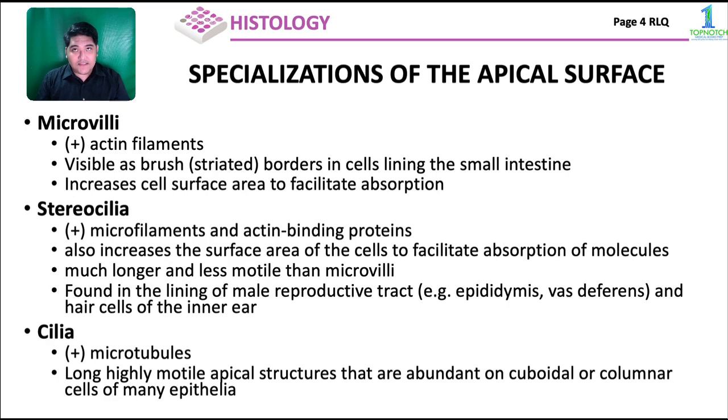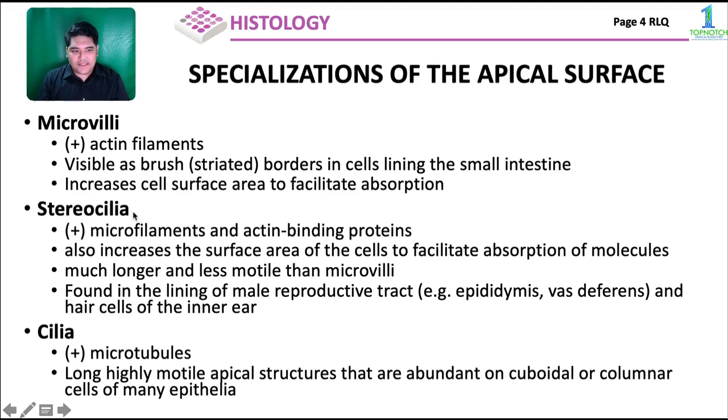Now, what are the specialized structures in the apex or in the apical surface of your epithelia? So, you have your microvilli. Okay, your microvilli, they have their actin filaments. They are visible as brush or striated borders in cells lining the small intestine and increase the cell surface area to facilitate absorption. Then, meron din kayong stereocilia.